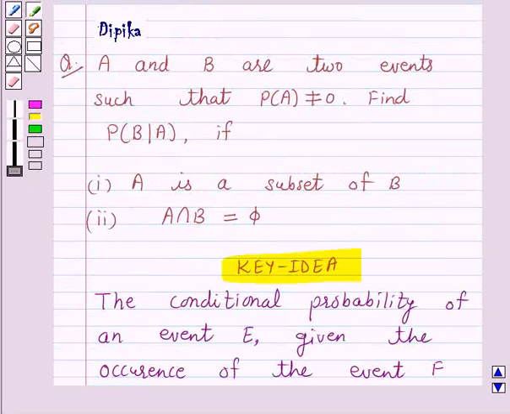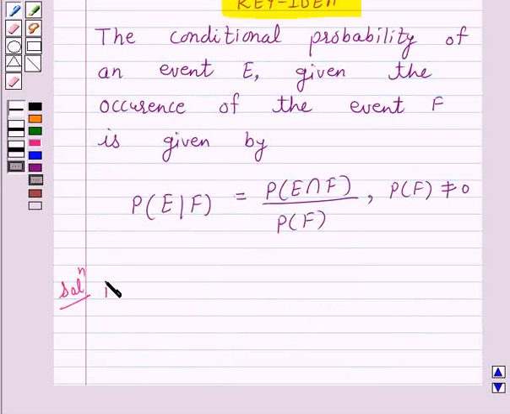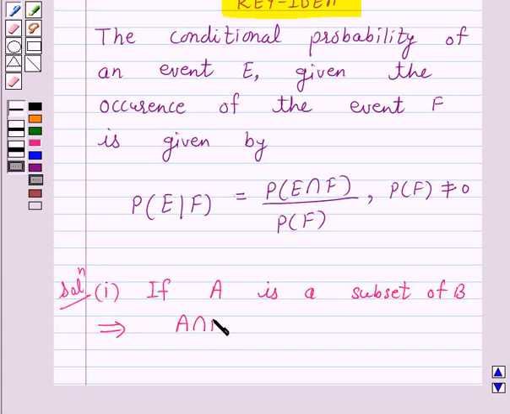Now according to the question, A and B are two events such that probability of A is not equal to 0. We have to find probability of B upon A if A is a subset of B. So in part 1, if A is a subset of B, this implies A intersection B is equal to A.